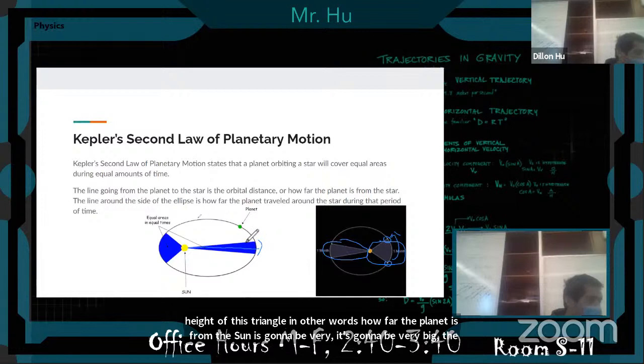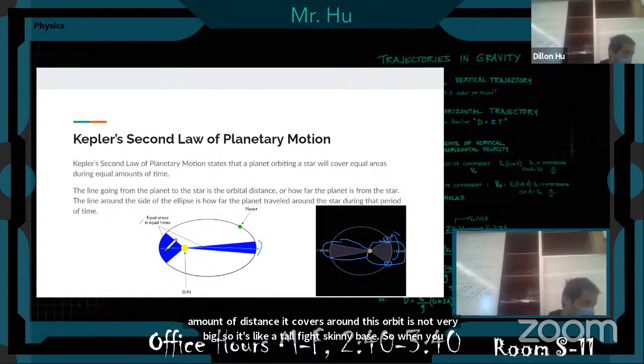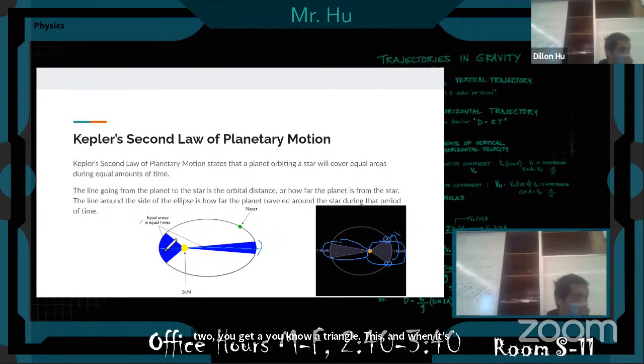When it's closer to the sun, though, it has a wider base because it covered more distance, but it has a shorter height. So when you combine the two, it's going to roughly balance out. So the general idea is that all these areas are going to be the same as long as the planet keeps the same consistent time interval for each area. So we're going to use this to make some predictions about the planet's motion as it goes around the star.